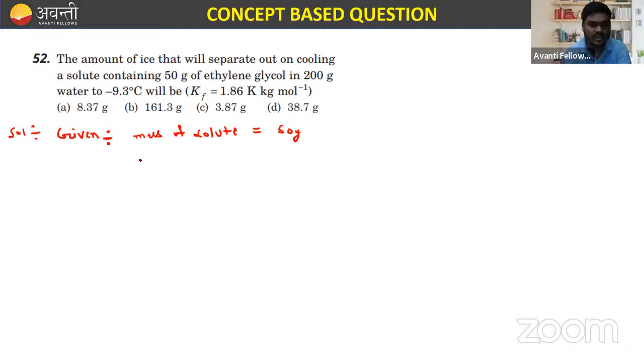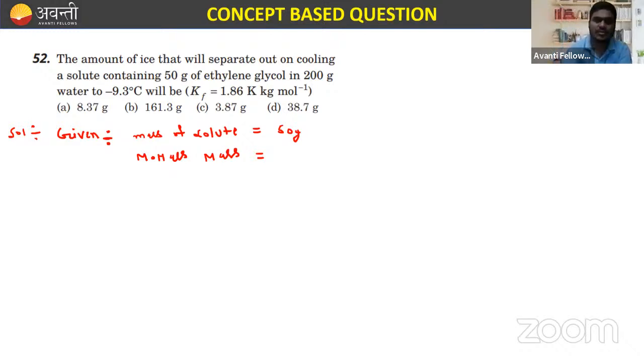Now, ethylene glycol. What is ethylene glycol? Because you have to calculate the molecular mass for this. So what does the molecular mass of ethylene glycol come out to be? Tell me fast. The molecular mass of ethylene glycol is nothing but equal to, yes.